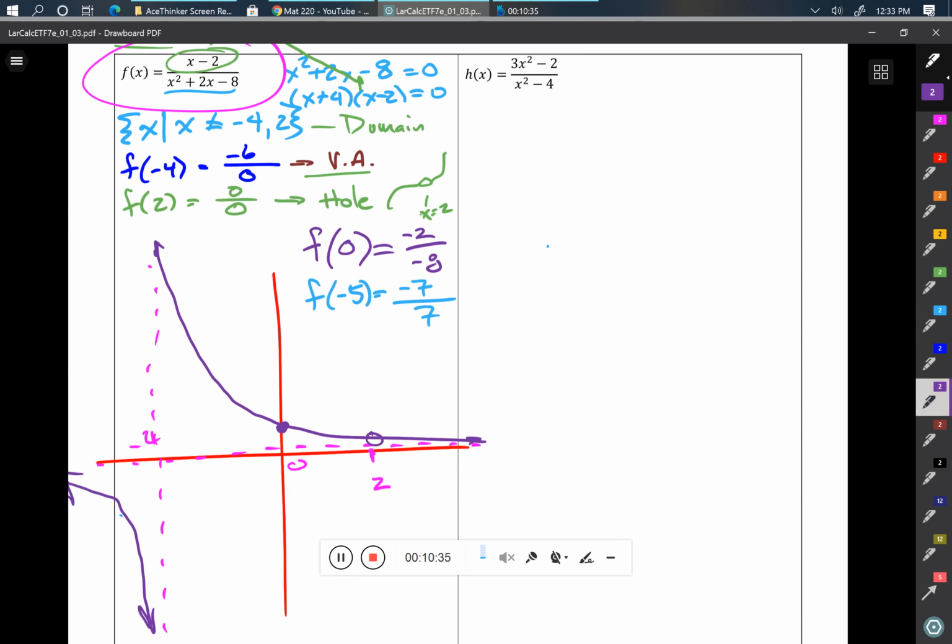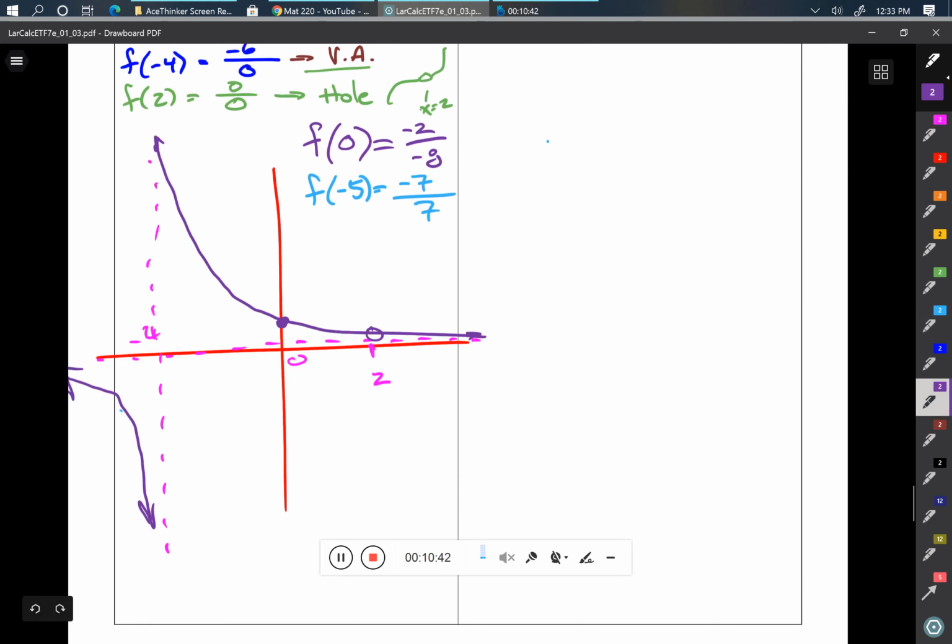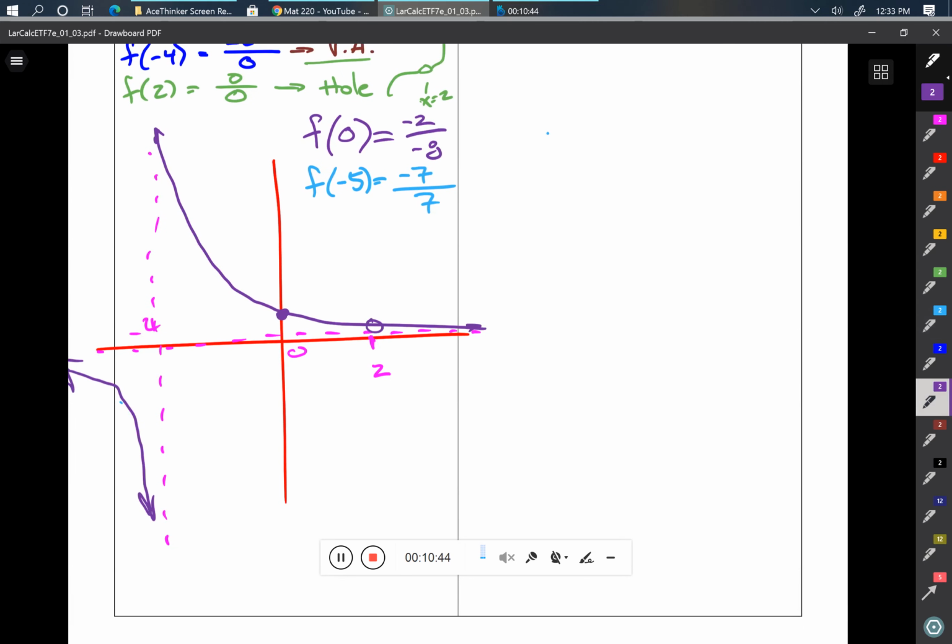And so I've analyzed this function. I found its domain. I found vertical asymptotes. I found out where the hole is. I've got a graph of it. The one thing I haven't done yet is, what's the range of this thing? Well, the range of this thing is actually going to be really tricky to find because there is a horizontal asymptote.